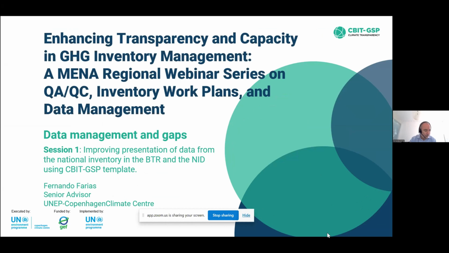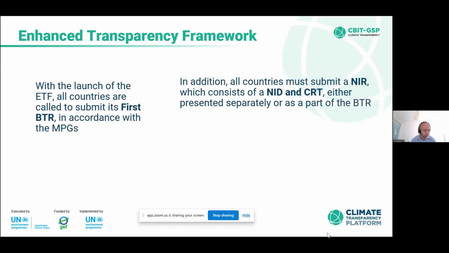Okay. Well, as you are all aware, with the launch of the Enhanced Transparency Framework, all countries now must submit a first BTR following the MPGs. And what is a national inventory report, which is the most important report in terms of the GHG inventory? This consists of a national inventory document, which is a document, and common reporting tables, which are a series of Excel tables that must be presented either as a part of a BTR or separately.